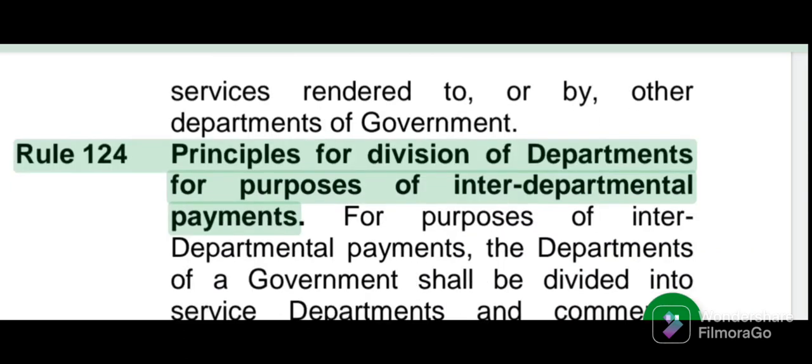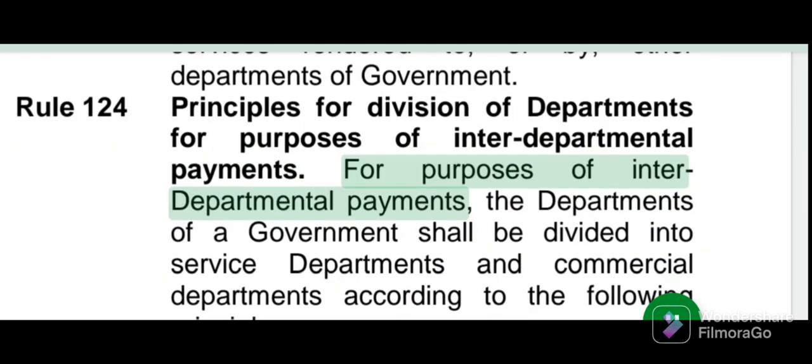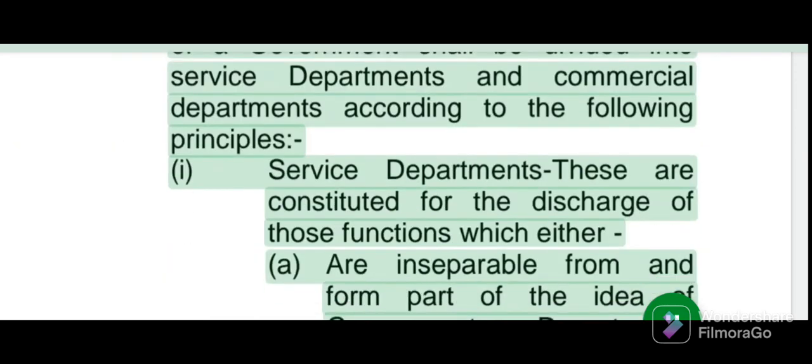Rule 124: Principles for Division of Departments for purposes of interdepartmental payments. For purposes of interdepartmental payments, the departments of a government shall be divided into service departments and commercial departments according to the following principles. Service departments.